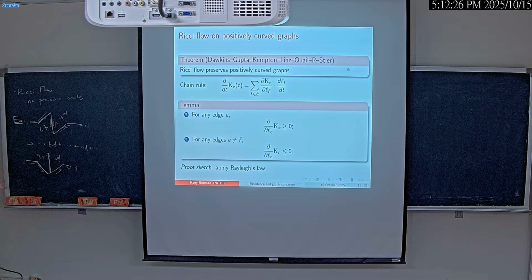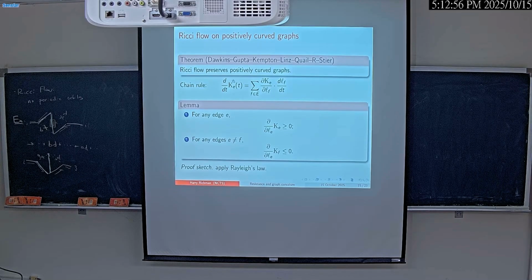So I want to say a little bit about some main ideas behind this proof. So what do we need to do here? What we want to say is, if we run Ricci flow on our graph, so if we have some graph and we run Ricci flow on it, we want to ask how does this curvature change over time as we're applying Ricci flow.